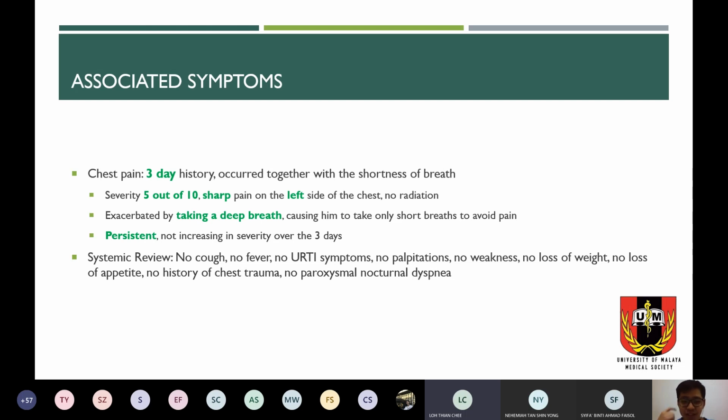Until you were saying the chest pain before the shortness of breath. Correct. If I get this left-sided pain very suddenly, and after that I get shortness of breath, then you know the diagnosis is probably related to the chest pain rather than the shortness of breath.